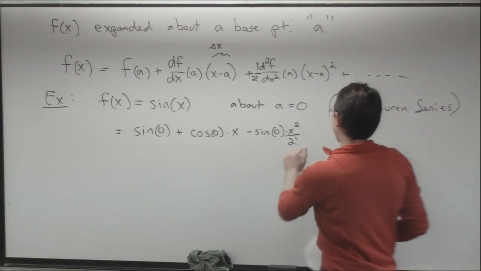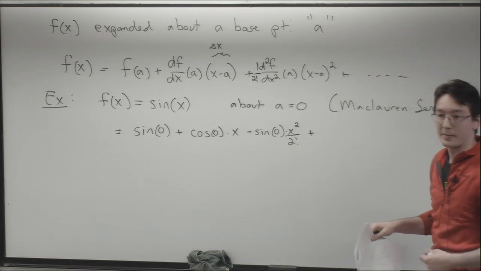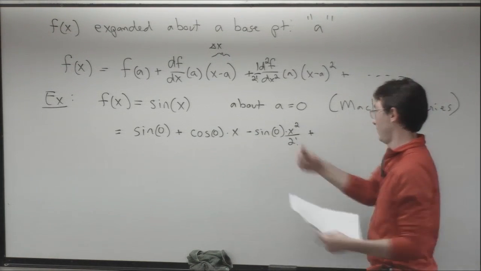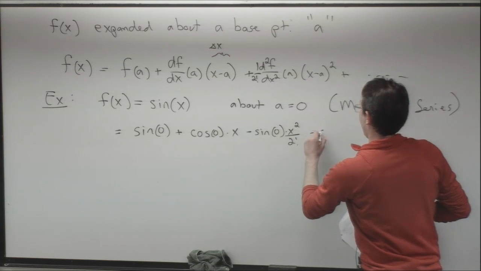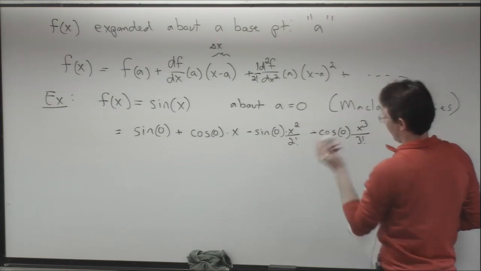Okay, the third term is the third derivative of f with respect to x. So what's the derivative of minus sine? Minus cosine. Minus cos of 0 times x cubed over 3 factorial.